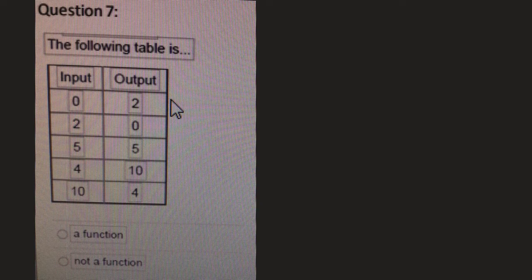Okay, question 7. Again, we're trying to see if this is a function. If input-output confuses you, remember these are just x and y's. So again, rule is no repeat x's. And if we look at this table for a second, you're going to notice 0, 2, 5, 4, 10. They're all okay. They're not going to repeat, and I'm just going to call this a function and go about my merry way.